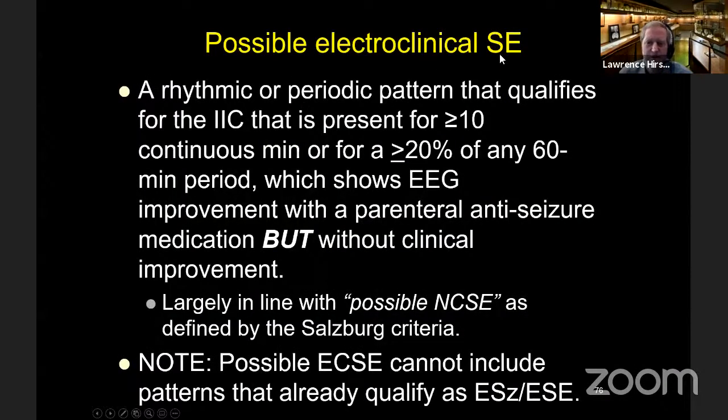And then possible electroclinical status is basically defined as a rhythmic or periodic pattern that's on the IIC for at least 10 continuous minutes or more than 20% of an hour, that shows EEG improvement with a parenteral anti-seizure medication, but there's no clinical improvement. So it's basically exactly what was in the Salzburg criteria for possible non-convulsive status. Anything on the IIC improves with your IV drug, but there's no clinical improvement. You're left not knowing if it's status or not. It's still possible. And again, just stressing that if it qualifies as a definite seizure, then it's not in this category.